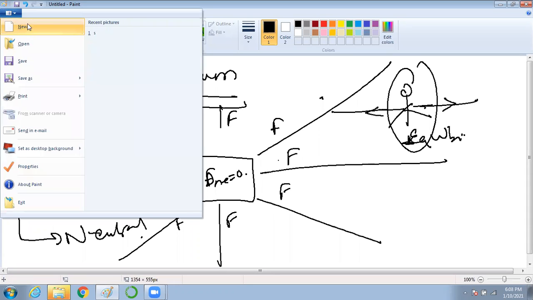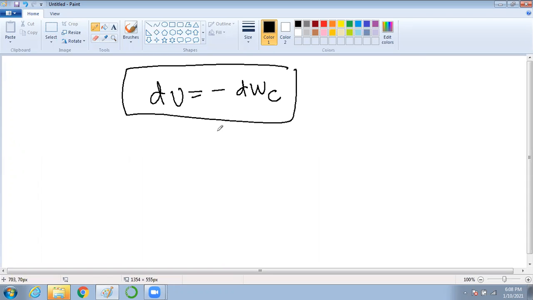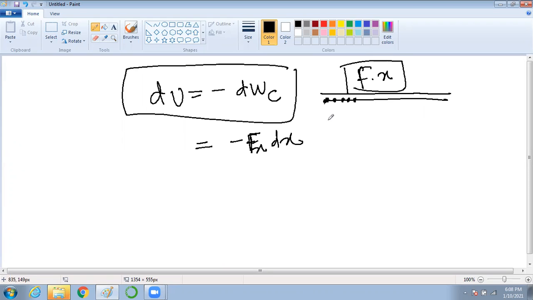Now, I told you dU is equal to minus dWc, am I correct? And that is equal to minus Fx dx. Basically it means a small force acting over a small displacement. If I want to find the total work, I have to integrate F dot dx. Clear or not? Then only I will get delta U equal to minus Wc.